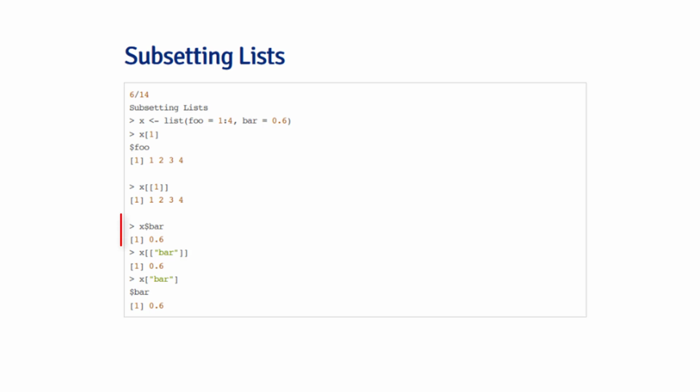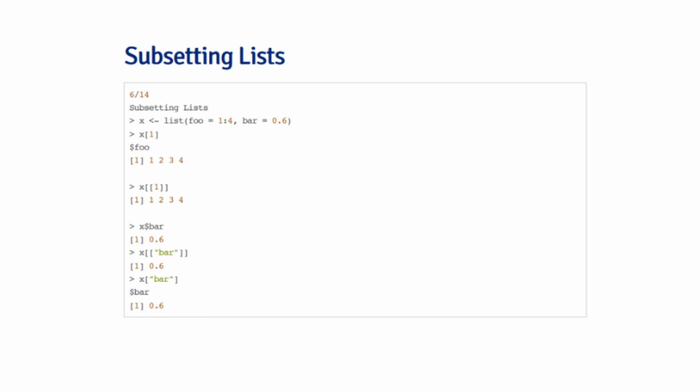In the next example I am using a dollar sign, and so I am saying x dollar bar, and what that means is that it gives me the element that is associated with the name bar. So in that case it's a single number 0.6. I can also use the double bracket operator and pass in a string. So x double bracket quote bar is the same as x dollar bar, and it just gives me 0.6. If I use the single bracket with the name, x bracket quote bar, that gives me a list with the element bar in it. So remember, the single bracket always returns a list if I'm going to subset a list.